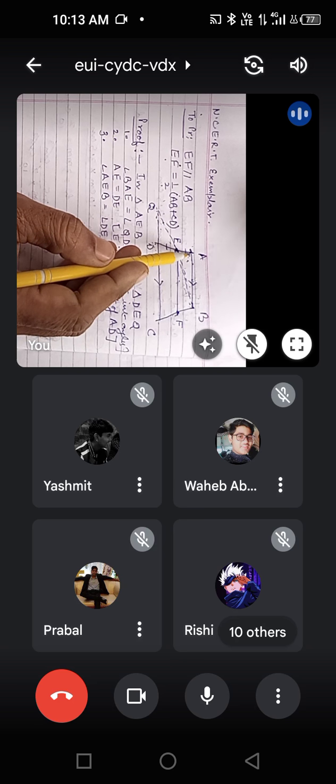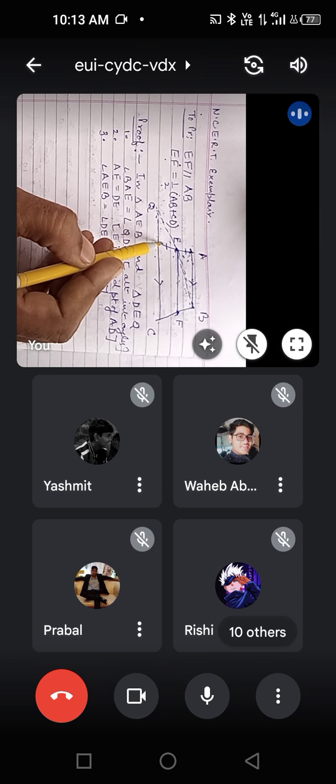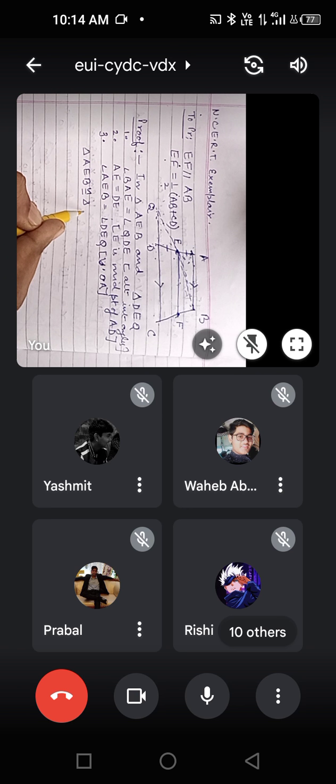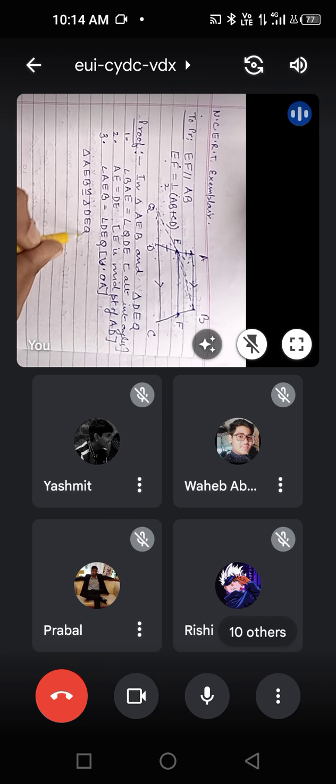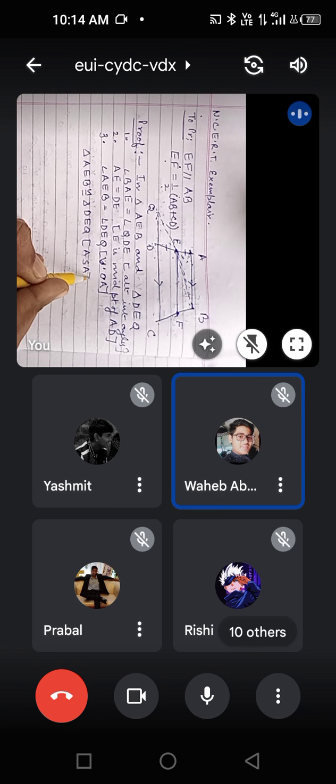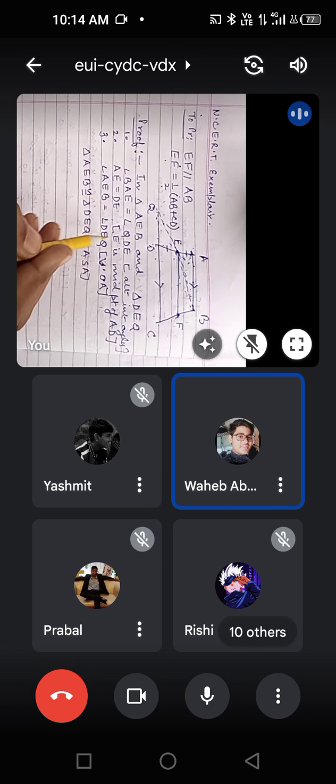So here you see this angle is equal to this angle, this side is equal to this side, and this angle is equal to this angle. So both triangles are congruent. Triangle AEB is congruent to triangle, which triangle? DEQ. Condition is angle, side, angle.